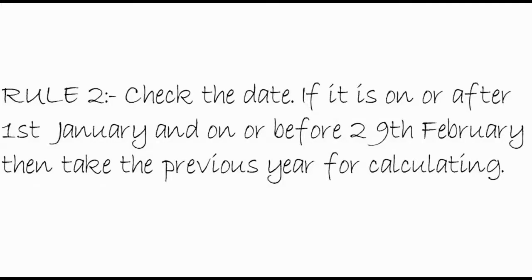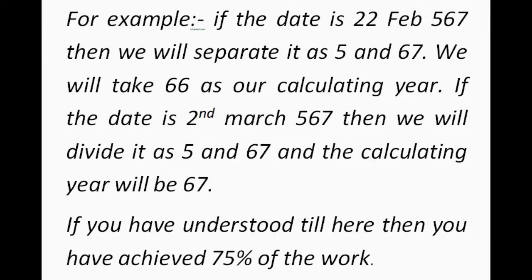Rule number 2. Check the date. If it is on or after the 1st of January and on or before the 29th of February, then take the previous year for calculation. For example, if the date is the 22nd of February 567, then we will separate it as 5 and 67. We will take 66 as our calculating year.